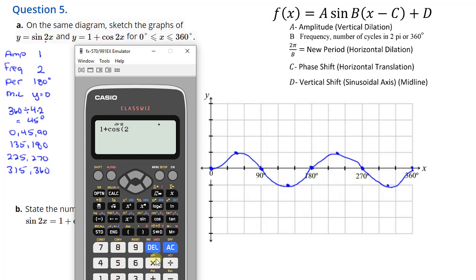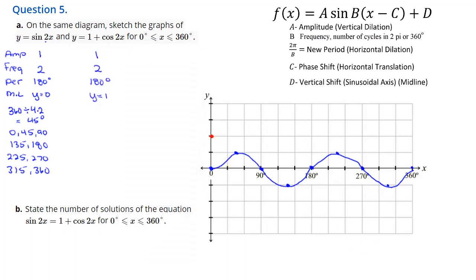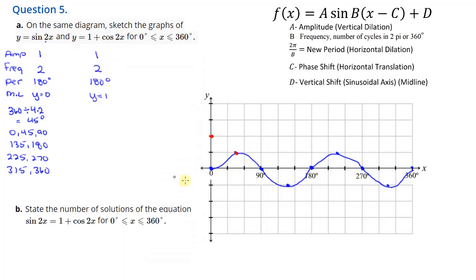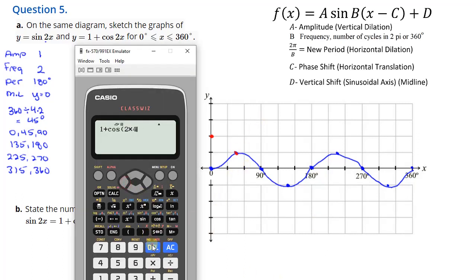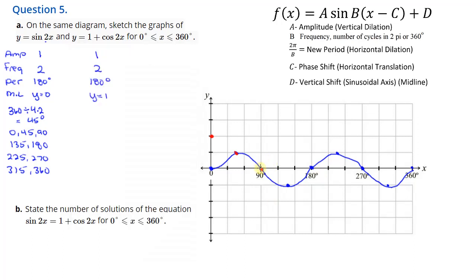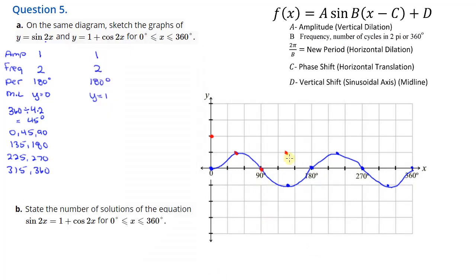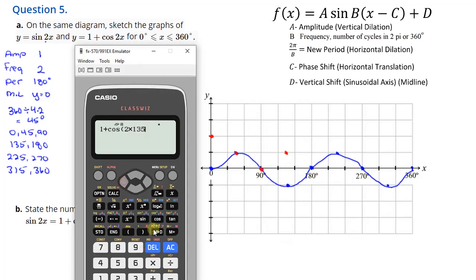We've got 1 plus cosine 2x, and we'll start again with 0. That gives me a 2. And then we'll put in a 45 degrees. That's going to give me a 1. Then I'm going to put in a 90 degrees, and that's going to give me a 0. And then I put in 135 degrees, and that's going to give me another 1. And then I put 180 degrees to finish off this period or the cycle, and I'm going to get a 2.